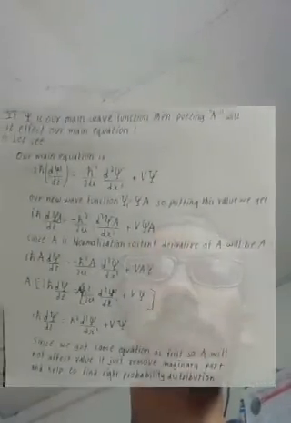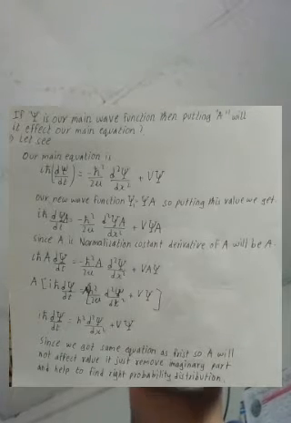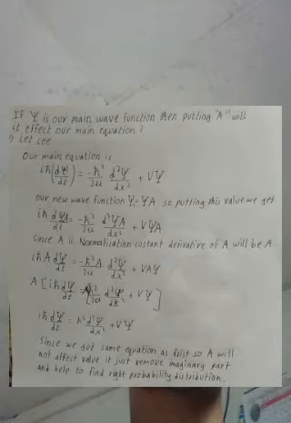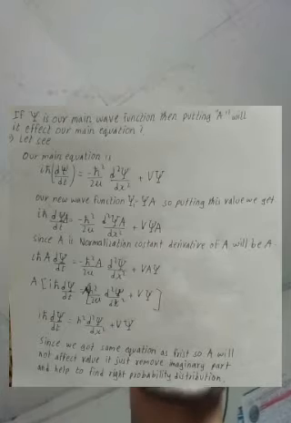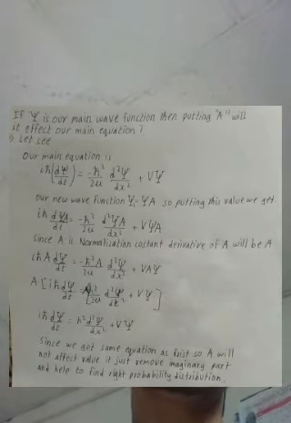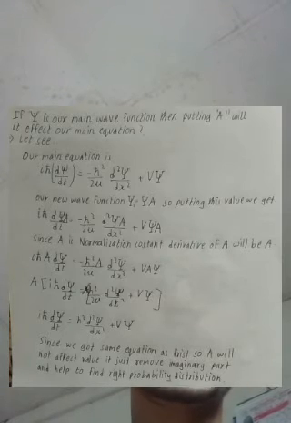Saying that, you may also have a question. If psi is our main wave function, then by putting in a, will it affect our main equation? Let's see. Our main equation is i h cut times the derivative of the wave function with respect to time is equal to minus h cut squared upon 2 mu times the second derivative of the wave function with respect to x plus V times the wave function. Our new wave function psi 1 is equal to a psi. So putting this value we get i h cut times the derivative of a psi with respect to time is equal to minus h cut squared upon 2 mu times the second derivative of a psi with respect to x plus V a psi.